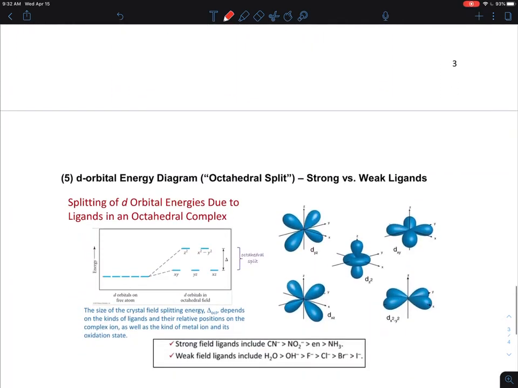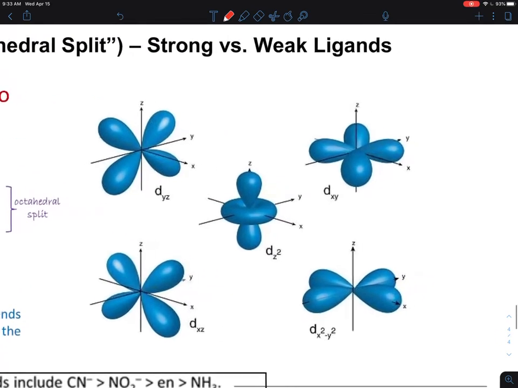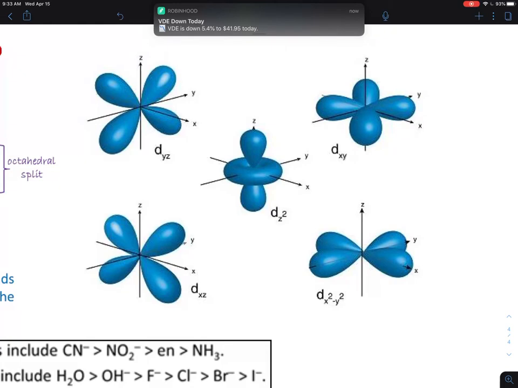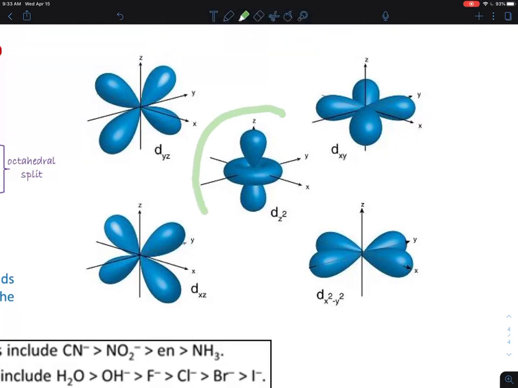Okay, I think we have ample time for discussing a little bit more complex topic, the energy diagram. So this time I have to talk to you about something called the energy diagram, and this is what it is. Let's have a look at it. You have to start from here. There are 5 d orbitals, and what you can see here is that I am going to color the d orbitals into two categories, this one and this one.